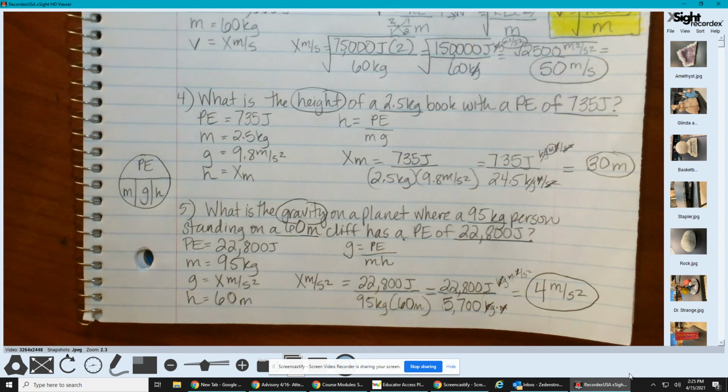And that tells me that planet has a gravity of 4 meters per second squared, which is less than our gravity here on Earth. And it didn't stop, so yay. But we are done.